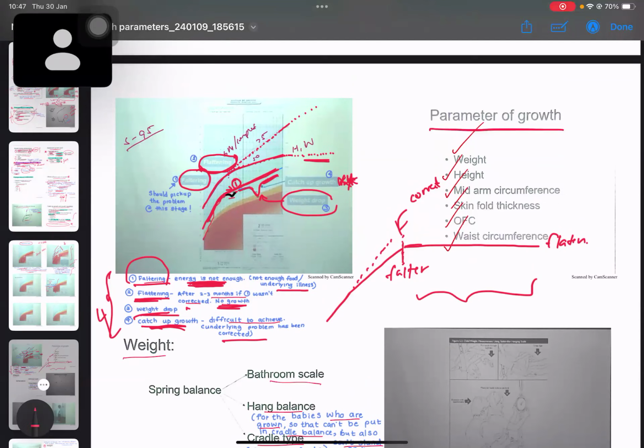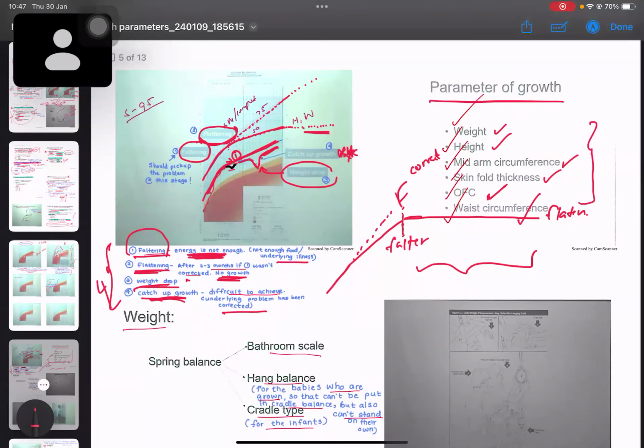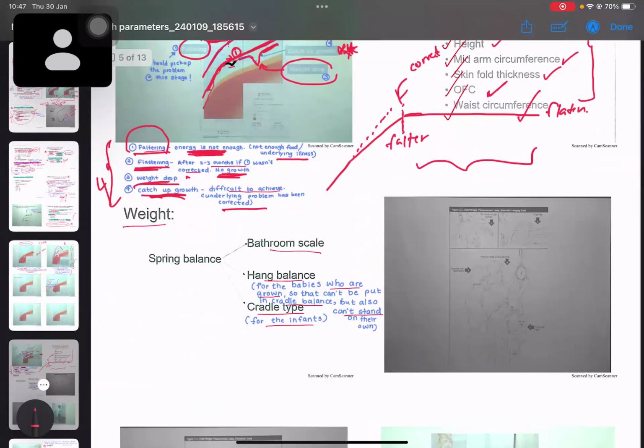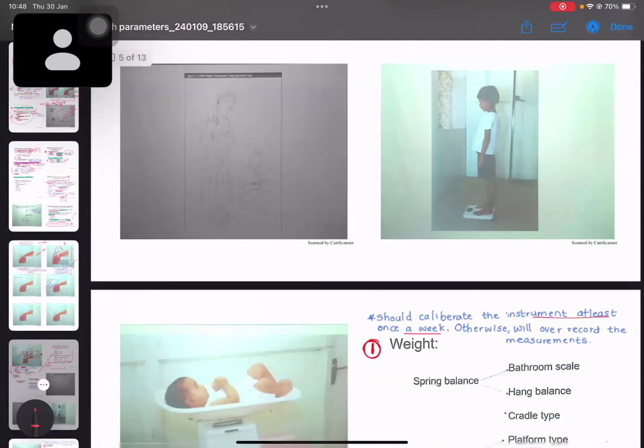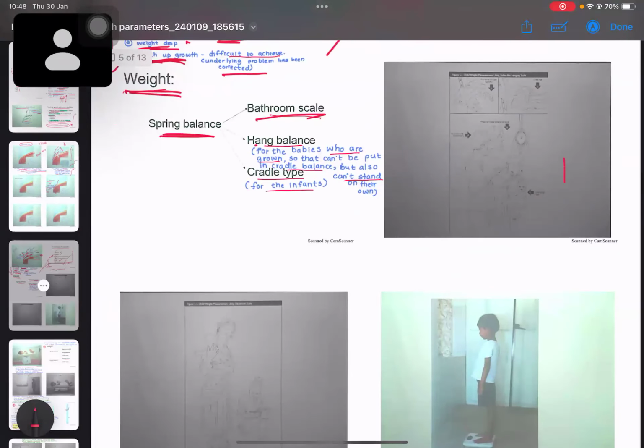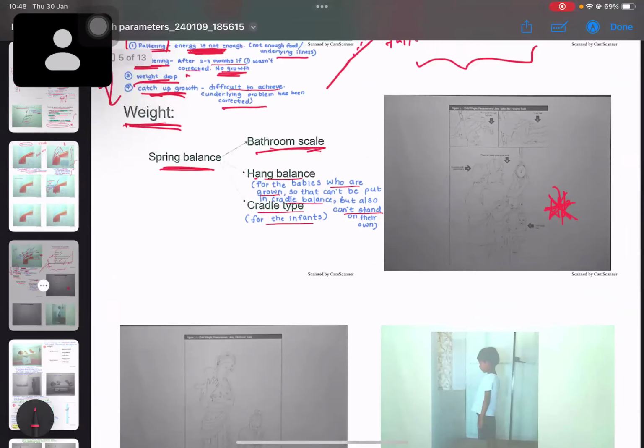The parameters of growth, these are there in the CHDR: weight, height, mid-arm circumference, skin fold thickness, OFC, or occipital frontal circumference, and waist circumference. These are checked, noted, and plotted in the CHDR. To weigh the child in the Sri Lankan setup, spring balance is used. There are bathroom scales and hanging balance. These are hanging balance. Here, there's a swing-like thing. You can see it in our MOH office.